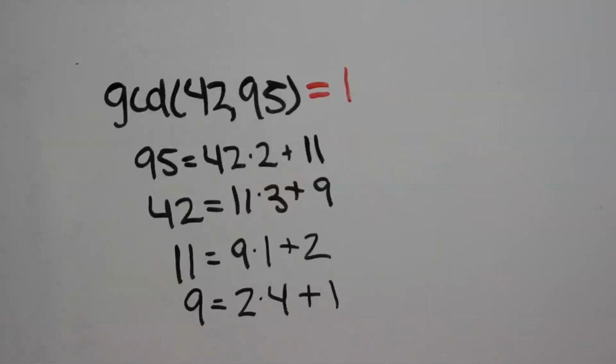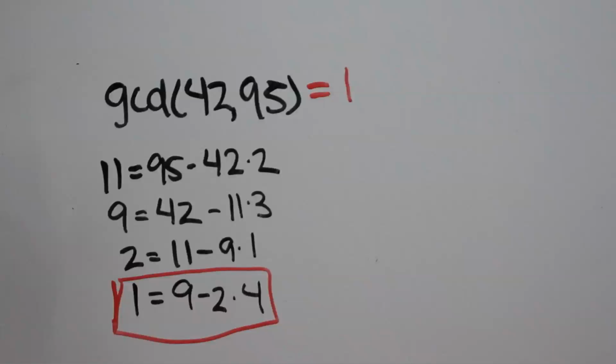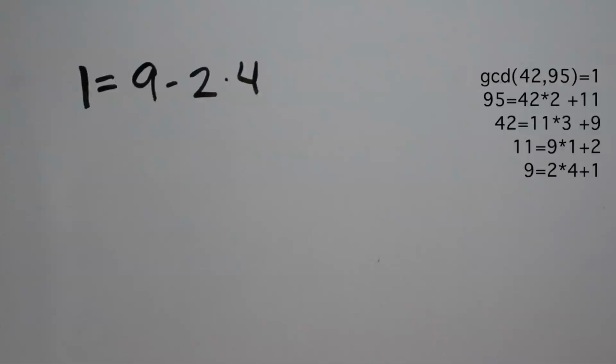So we break it down. We see this again here, by looking at it broken down, finding that remainder. So we have 95 equals 42 times 2 plus 11, 42 equals this, 11 equals that, 9 equals that. We're going to work up this list in a backwards fashion. So let me show you. We have 11 equals 95 minus 42 times 2, 9 equals 42 minus 11 times 3. So we just switched it around to set it equal to those remainders that we have. So 1 equals 9 minus 2 times 4. We're going to use this to find the inverse of 42 in mod 95.